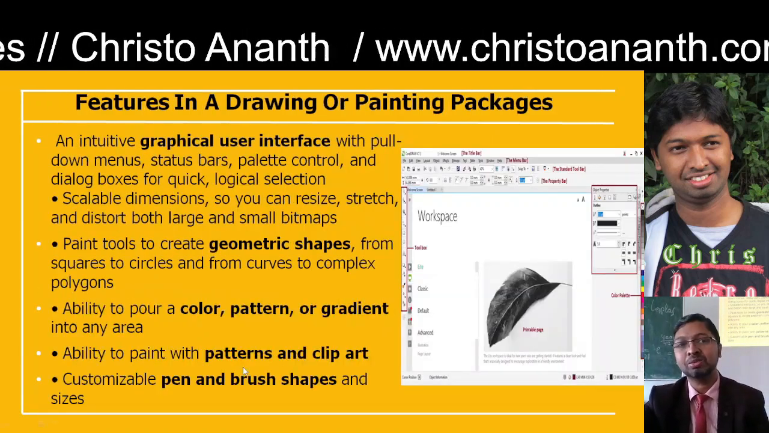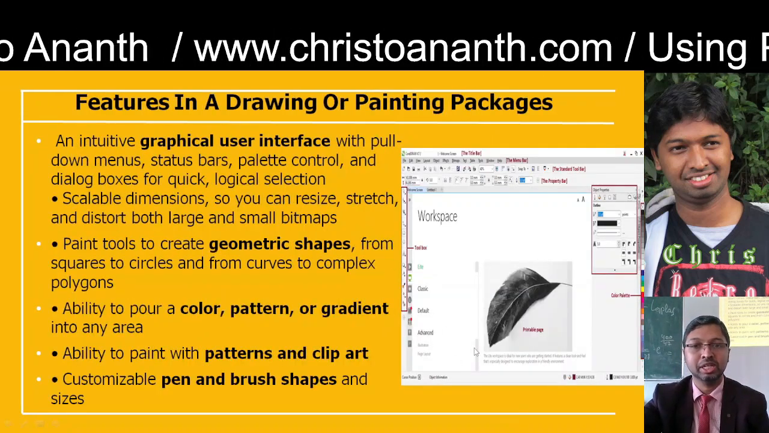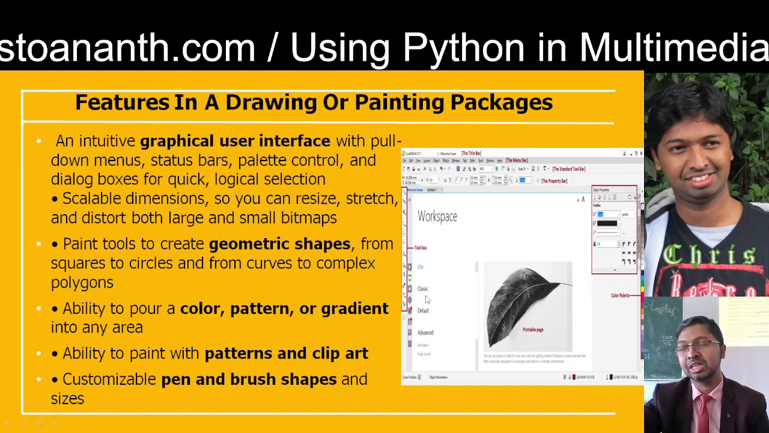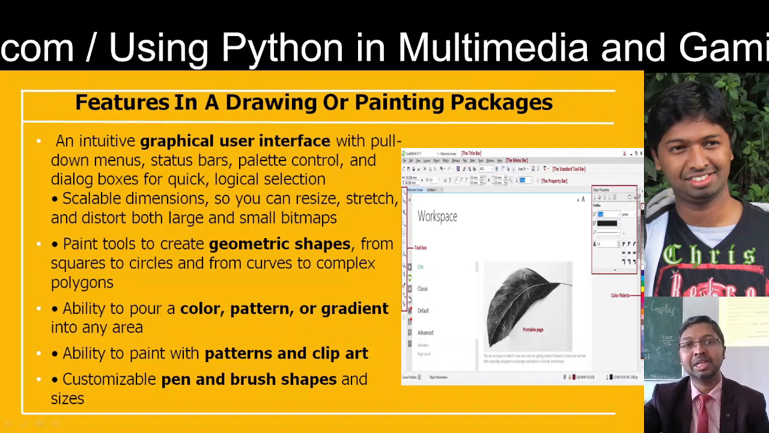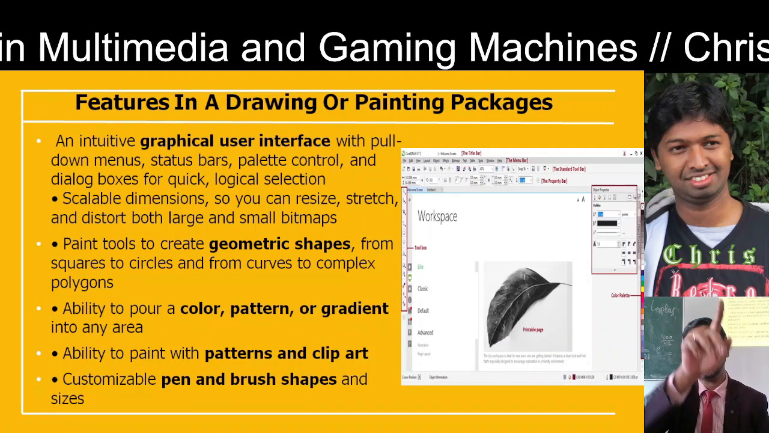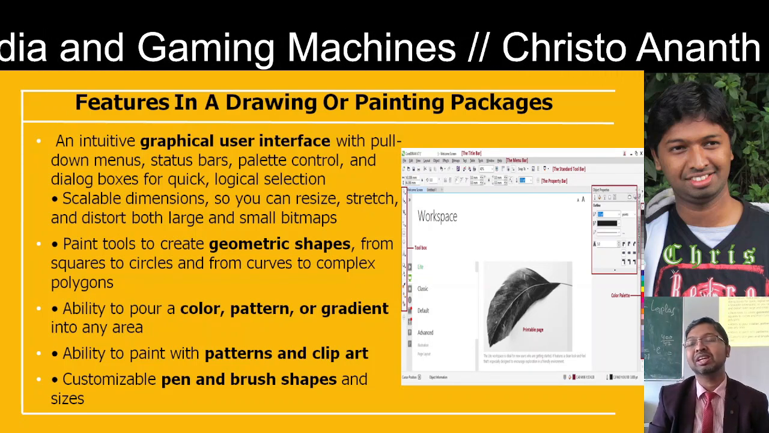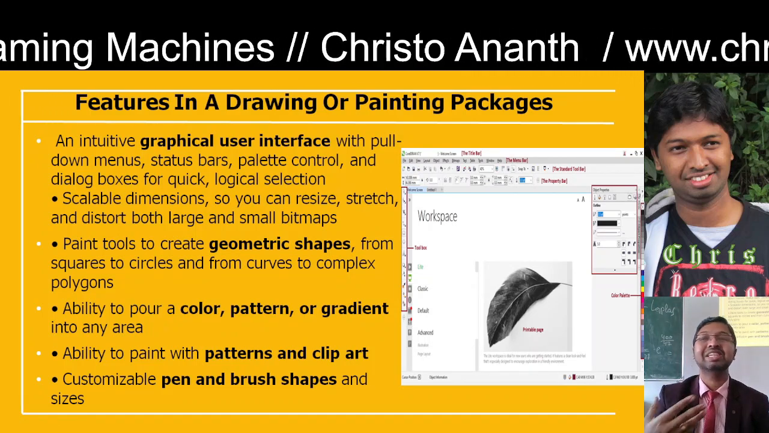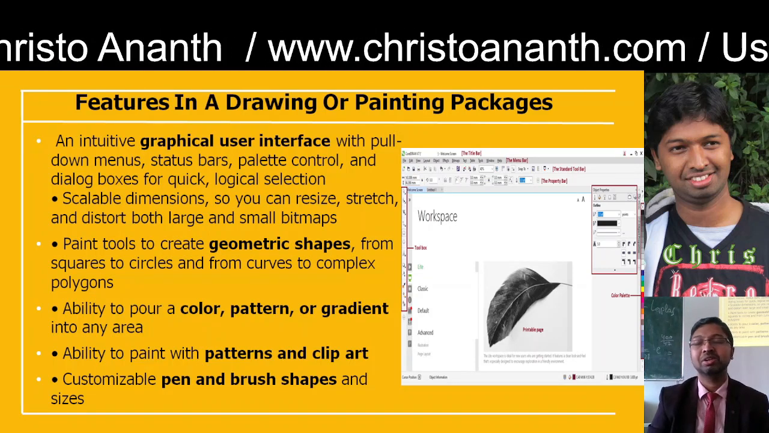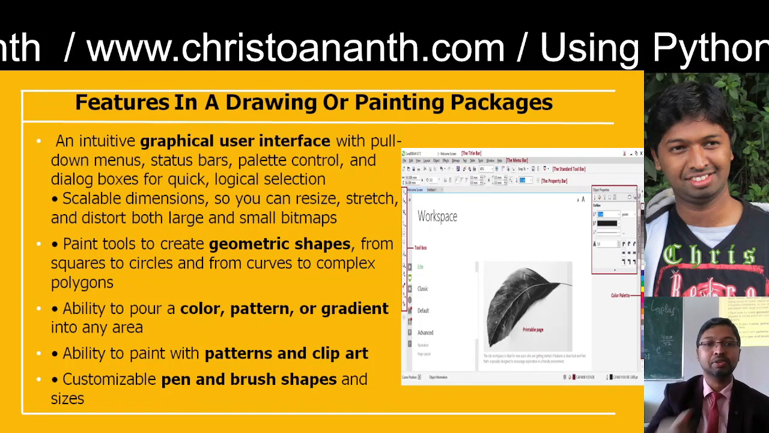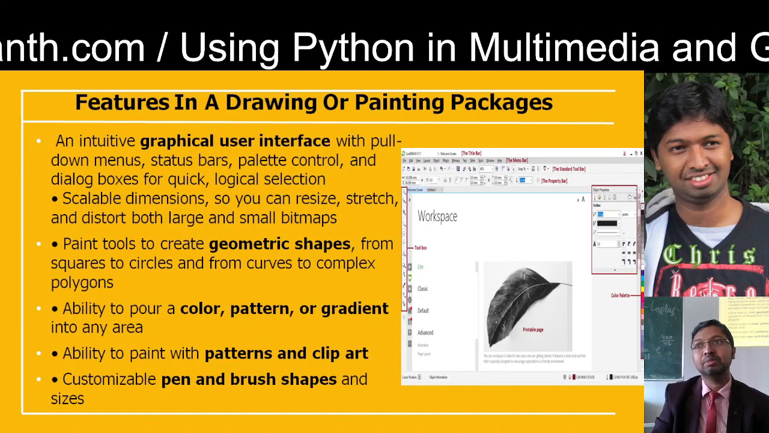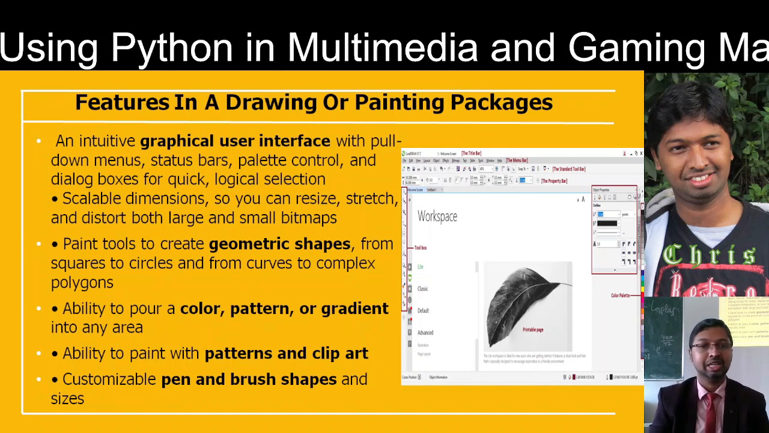Okay, so this is the way you will have the graphical user interface. You will have pull-down menus, status bars, palette controls, and dialog boxes as well, where you can make a quick logical selection. You can scale the dimensions, resize, stretch, and distort both large and smaller bitmaps. Okay, you can create geometric shapes, from squares or circles, from curves, or complex polygons.